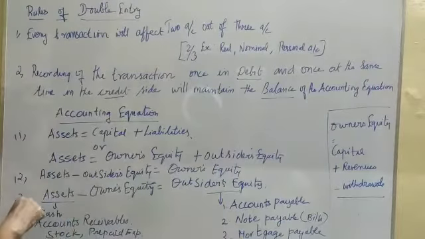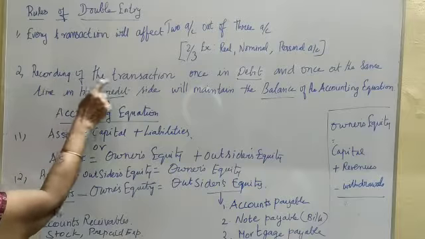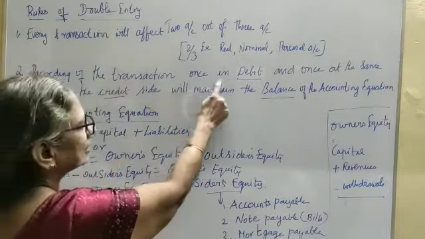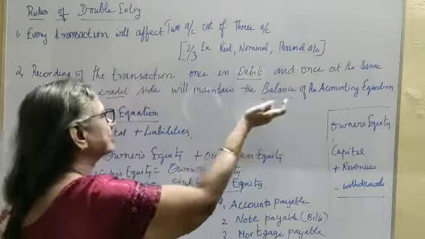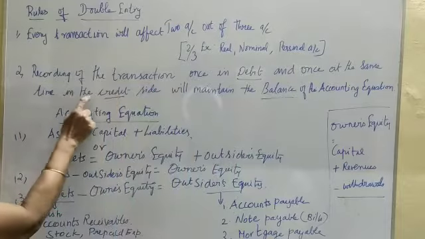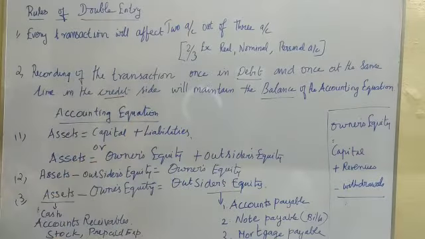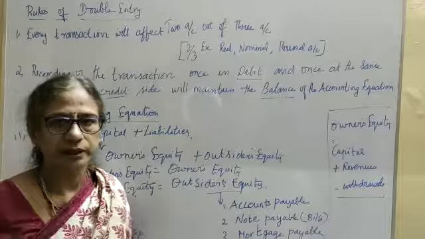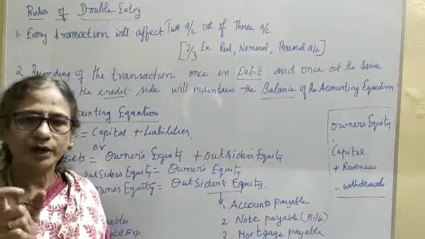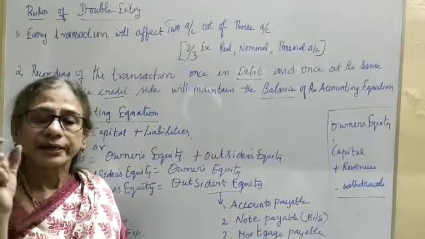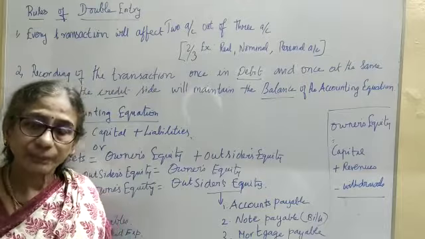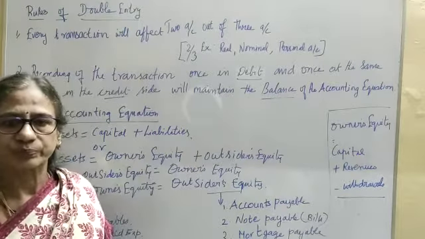Now let us come to the second rule. Recording of the transaction once on the debit side and at the same time on the credit side will maintain the balance of the accounting equation. That means once you give one transaction on the debit side, definitely the other will be on the credit side of another account.